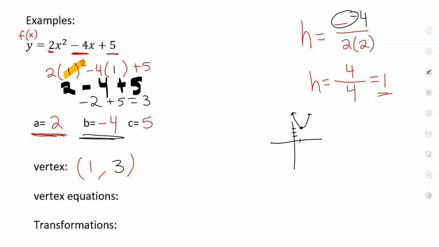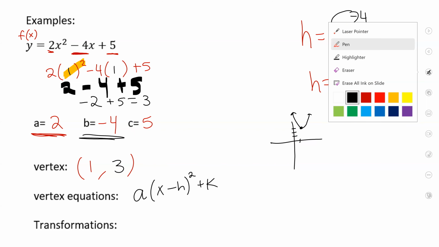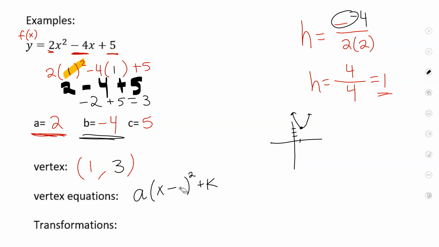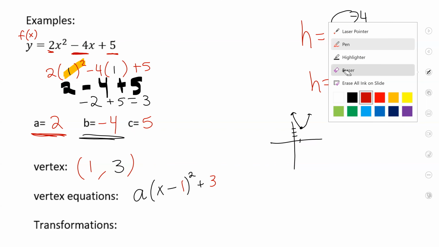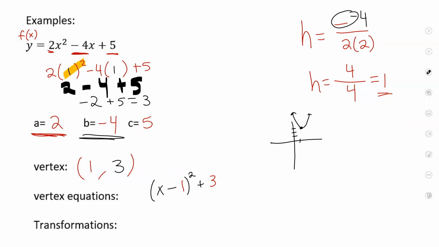So the vertex equation, remember, the formula is A, x minus h squared plus k. So I'm going to go ahead and plug in my vertex. Erase h and put the k there as well. So this will be 1 and 3. What was the a value? 2. So I'll put my 2 there. That came from right here in the beginning. The a value is 2.